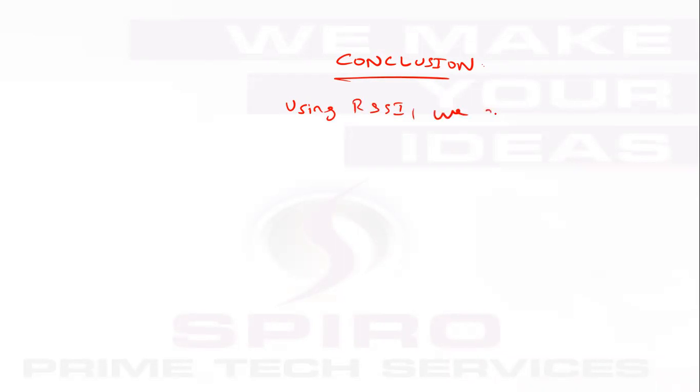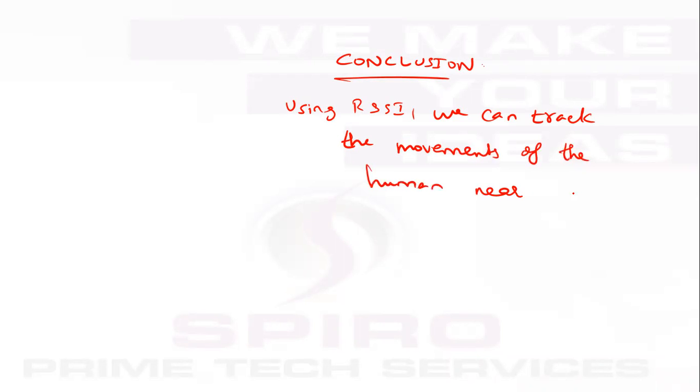So conclusion: using RSSI, we can track the movements of humans nearby the restricted area. Thank you.